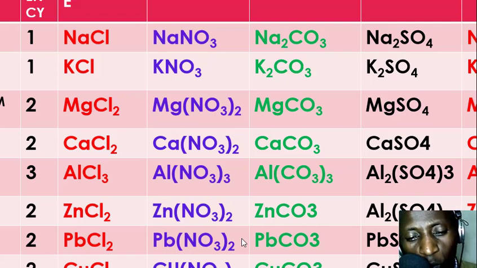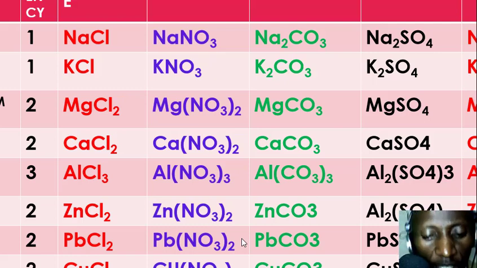Amongst the carbonates, we have sodium carbonate, Na2CO3, potassium carbonate, K2CO3. And learners, I want to emphasize that between carbon and oxygen, these are two different elements, so they need to be shown in capital letters. Magnesium carbonate follows there. Calcium carbonate.